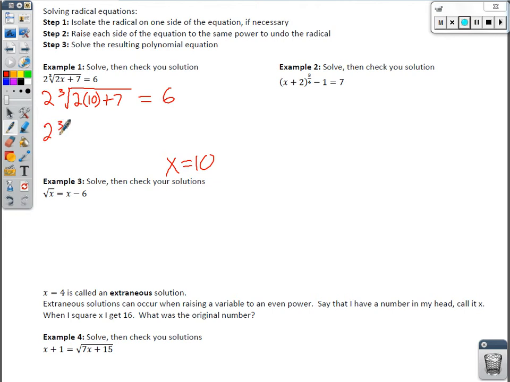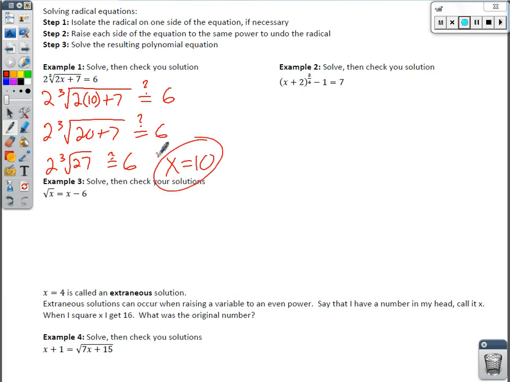So that's 2 times the cube root of 20 plus 7 equals 6. And actually, I'm going to put a question mark here above the equal sign because we're trying to see whether or not it's equal. So then 2 times the cube root of 27, potentially equal to 6. And the cube root of 27 is 3. 3 times 2 is 6. That checks out. x equals 10 is a solution. Let's look at example 2.